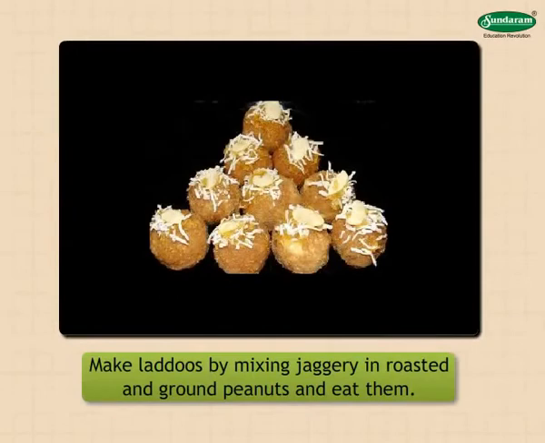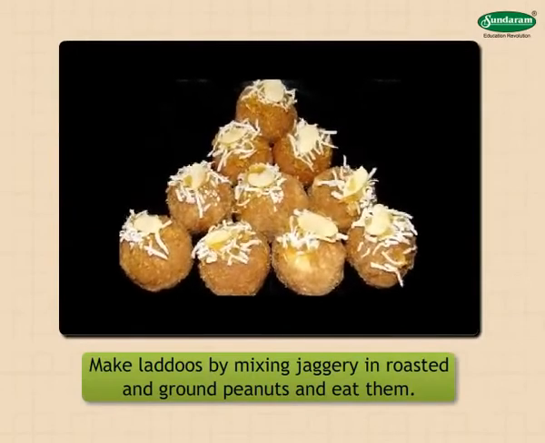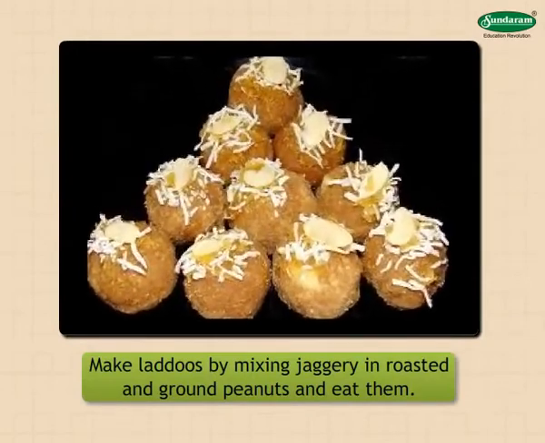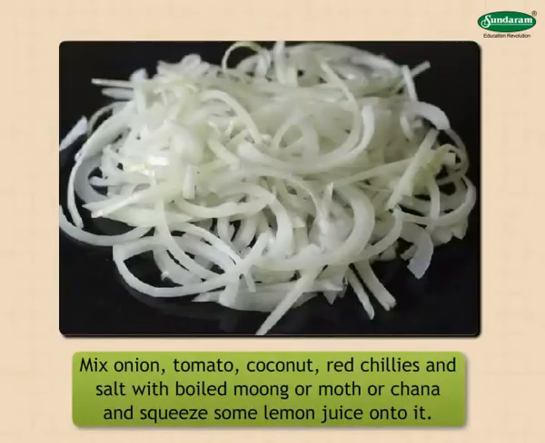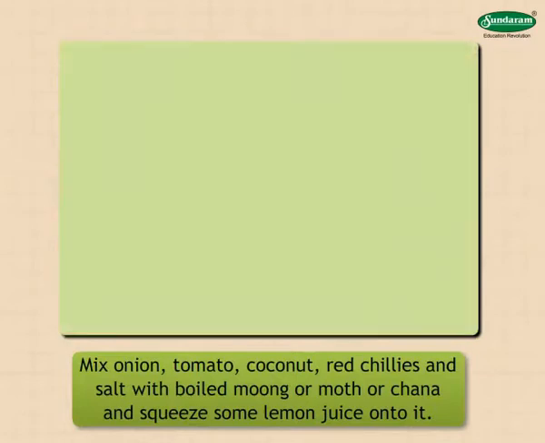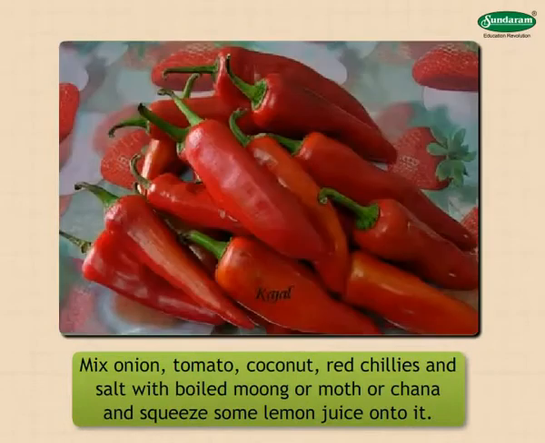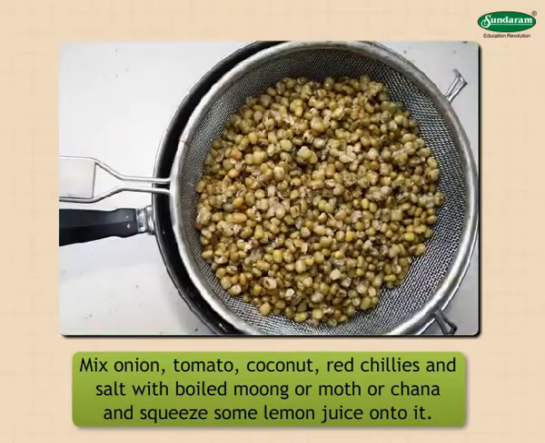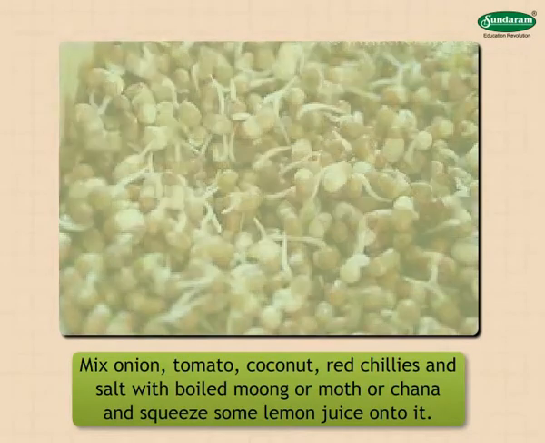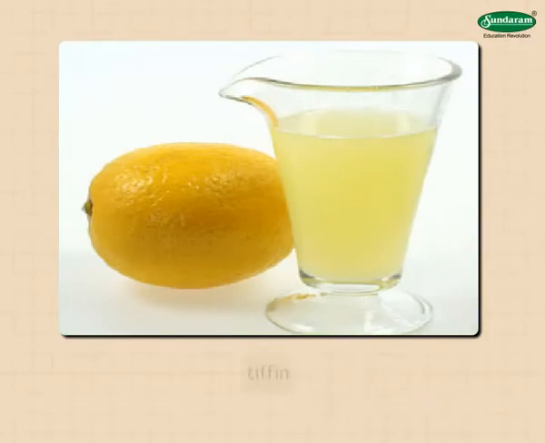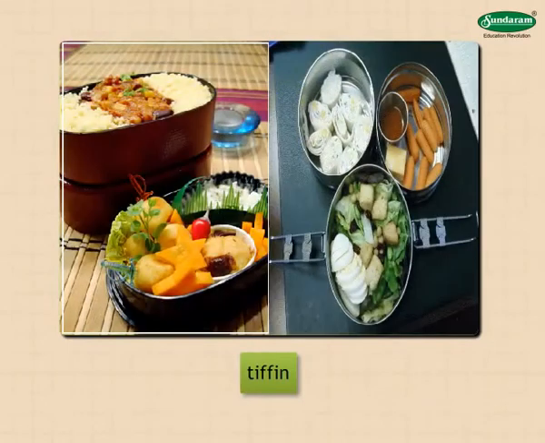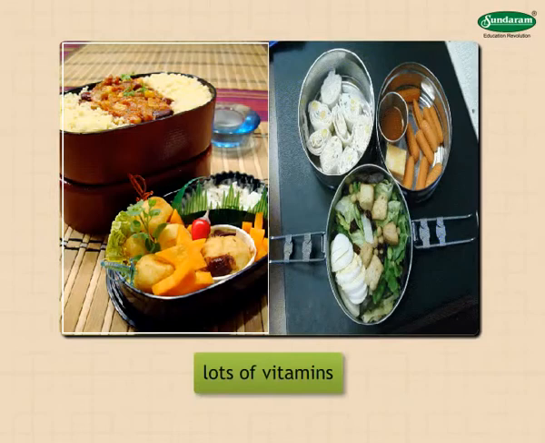Prepare and eat. Make laddus by mixing jaggery in roasted and ground peanuts and eat them. Mix onion, tomato, coconut, red chilies and salt with boiled moong or moth or chana and squeeze some lemon juice onto it. Pack it in your tiffin and eat it during the break. You will get lots of vitamins.